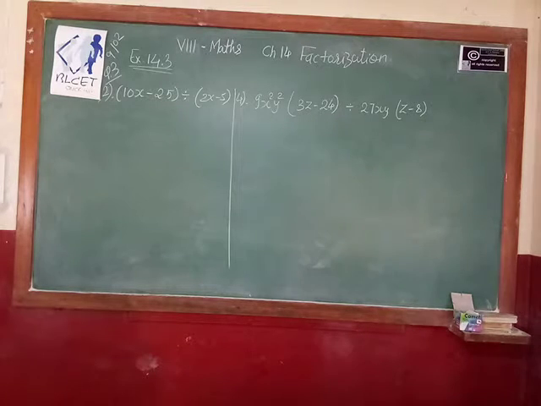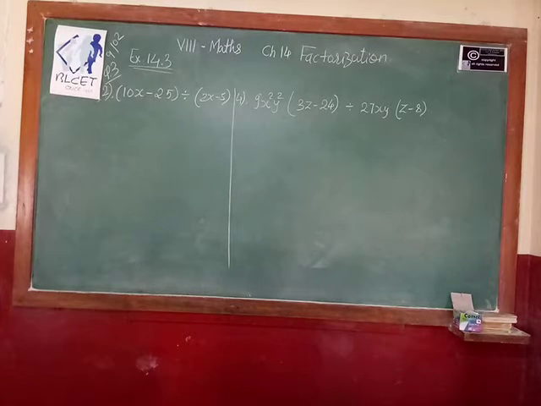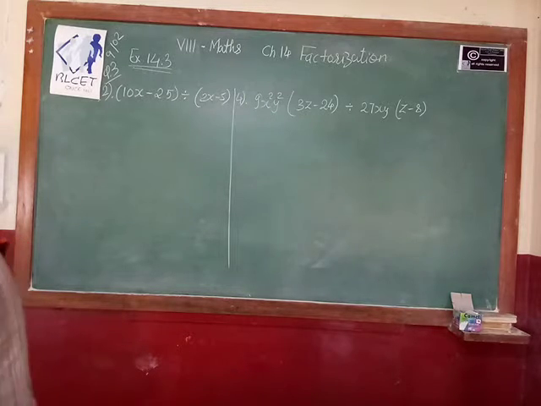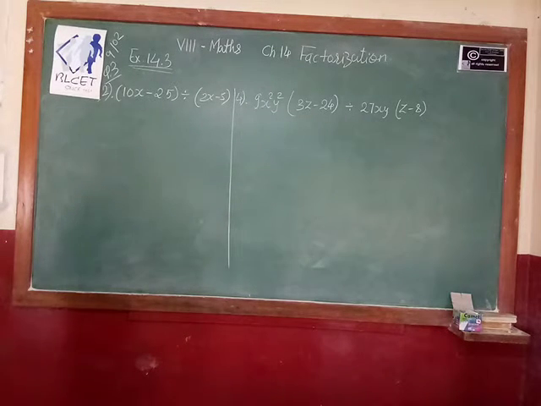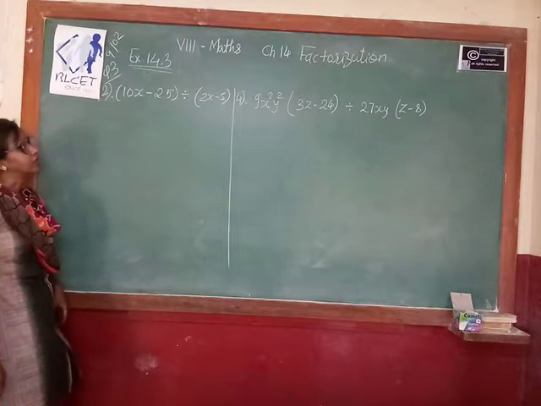Now see question number 3. The question is, work out the following division. So first question, students, try to do by yourself. Now see the second question: 10x minus 25 divided by 2x minus 5.